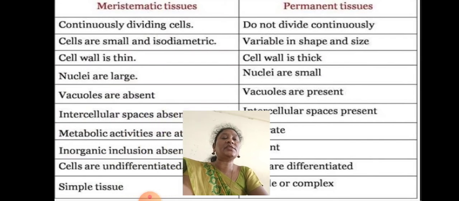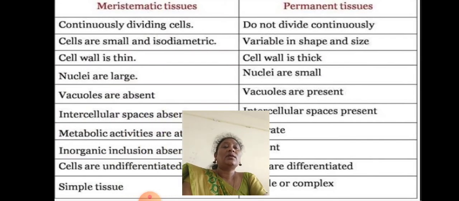You can see the differences between the meristem and permanent tissues. Coming to the meristem, it is continuously dividing cells. Permanent tissue does not divide continuously. Meristem cells are small and isodiametric, and permanent tissue cells are variable in shape and size. They are different in size. The cell wall is thin, and in permanent tissue the cell wall is thick. In meristematic tissue nuclei are very large, and in permanent tissue nuclei are very small.